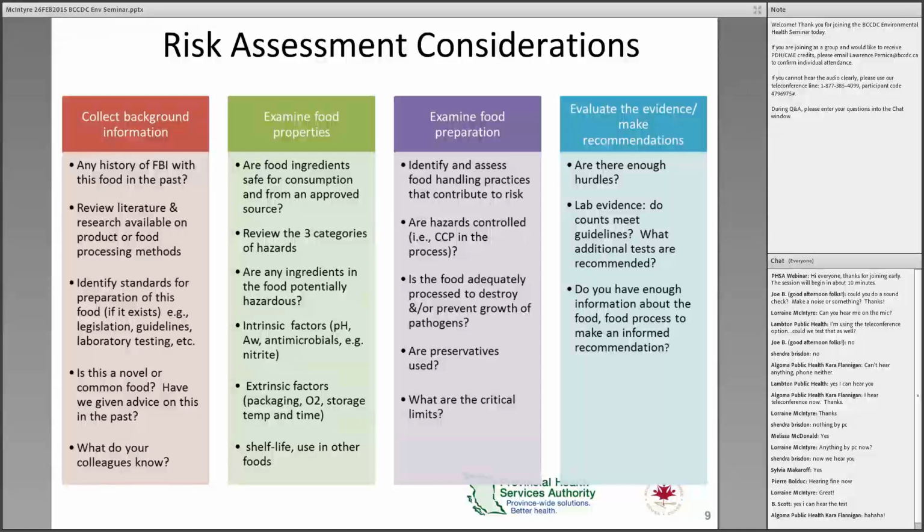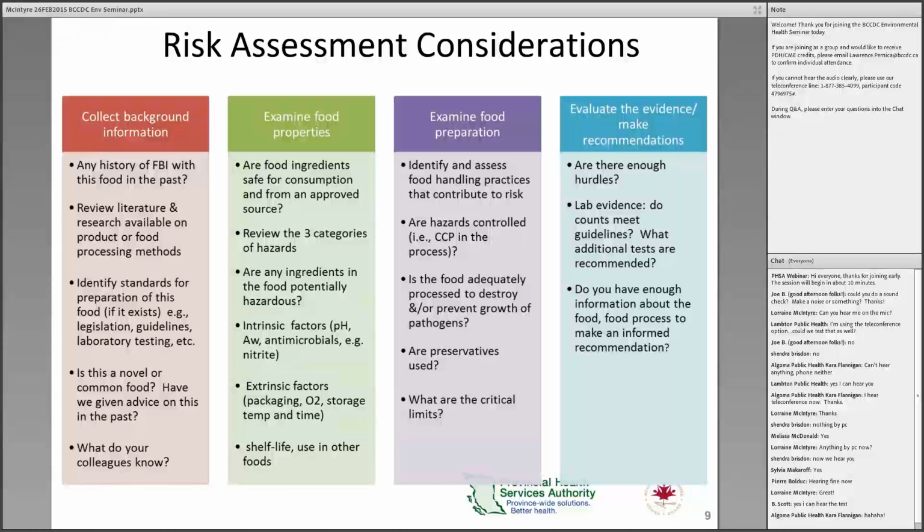If you were my BCIT student, someone would have put up their hand. And I'm getting lots of blank faces here. Okay, they're the biological, chemical, and physical hazards. So those are the 3 categories of hazards in food that you need to consider.